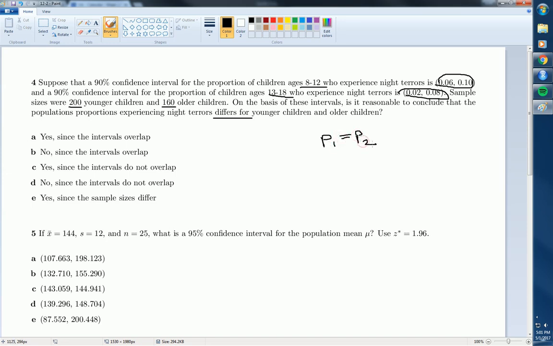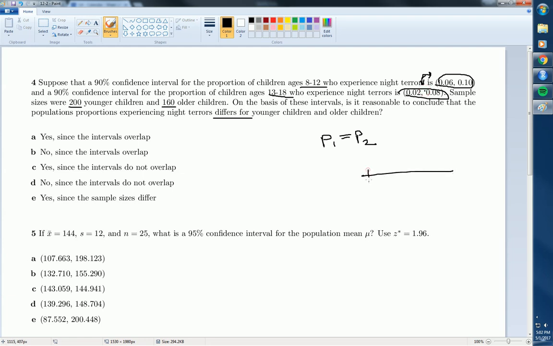It sounds like that is what you do a hypothesis test for. Indeed, you can do a hypothesis test for that, but we're trying to do it with an interval. We said in class that if the intervals overlap, then you can't be sure that the two proportions are different. If the intervals don't overlap, you can conclude that they are different. In this case, you have from 0.02 to 0.08, and then 0.06 is inside that interval, meaning the intervals overlap.